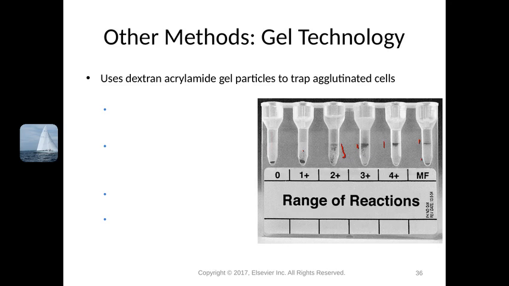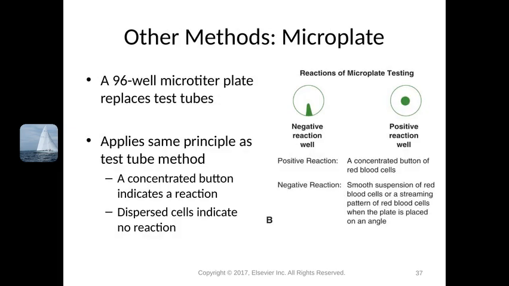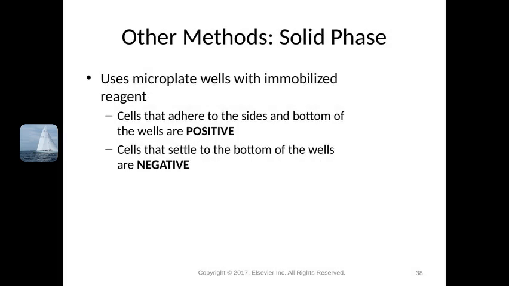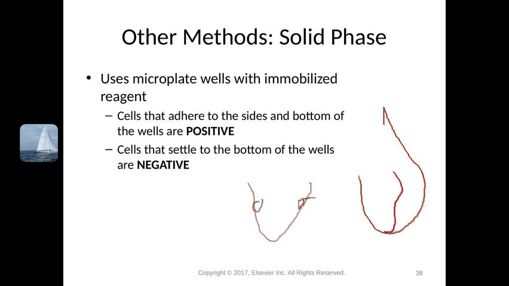Other things we can do, microtiter plates, same principle as tube reactions, where for a negative we'll see a smooth suspension of the cells, and a positive is a cell button. Our solid phase capture, this is a little funky because we have immobilized reagents. So cells that adhere to the sides indicate a positive reaction, but a negative reaction, if I can draw, my tube does not want to draw, so we'll do it over here. A negative reaction will have a cell button on the bottom.